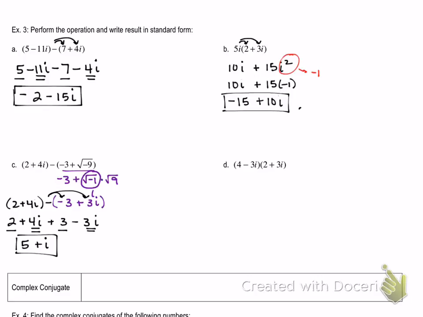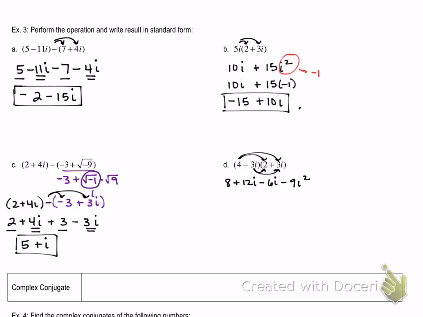Okay, part D is multiplying two complex numbers together. So all we do is FOIL. So 4 times 2 is 8. 4 times 3i is 12i. Negative 3i times 2 is negative 6i. And negative 3i times 3i is negative 9i squared.